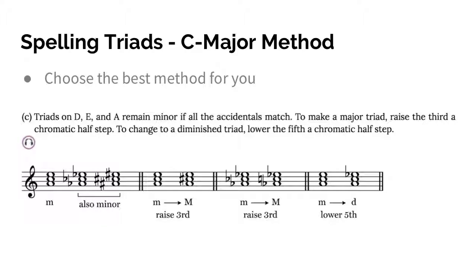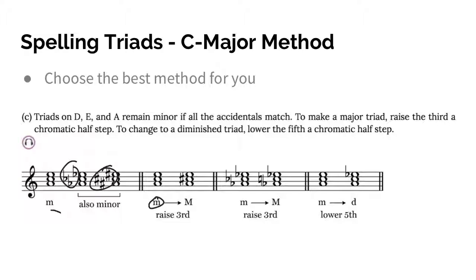So here in this case, the triads on D, E, and A are minor. And if all the accidentals match, to make a major triad, you just raise the third, a chromatic half step. To change to a diminished triad, lower the fifth, a chromatic half step. So here we have our A minor triad. If you just change the accidentals, it still is a minor triad.